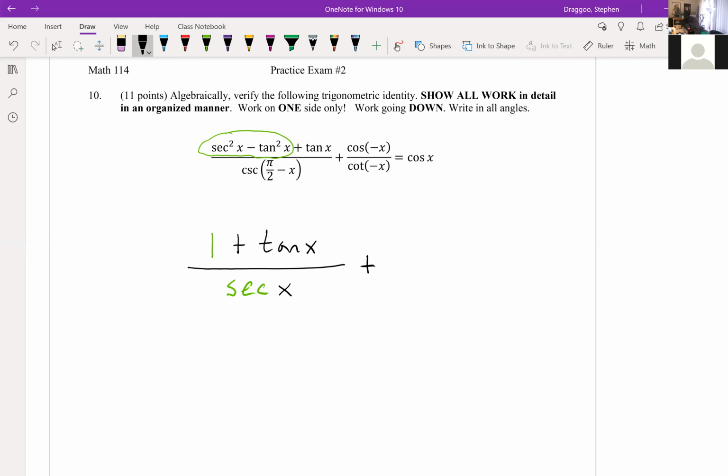Plus, over on the other side, cosine of negative x is just cosine of x, because cosine is even, but cotangent is odd. So that'll be negative cotangent x. So all those pieces in green are the steps I changed in that first go round.